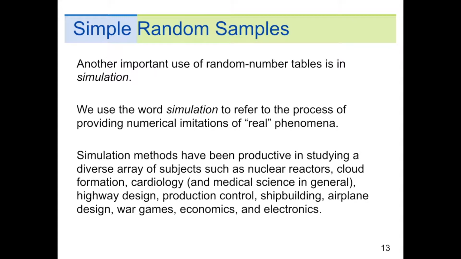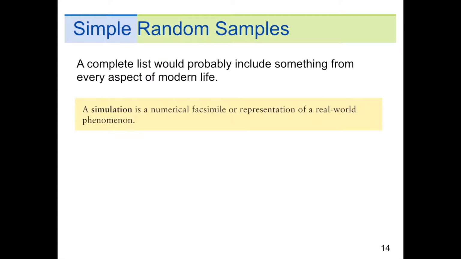Another important use of random number tables is in simulation. We use the word simulation to refer to the process of providing numerical imitations of real phenomena. Simulation methods have been productive in studying a diverse array of subjects, such as this list. A complete list, though, would probably include something from every aspect of modern life. A simulation is a numerical facsimile or representation of a real world phenomenon.